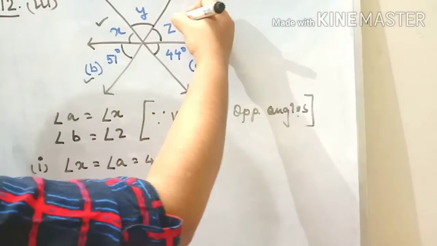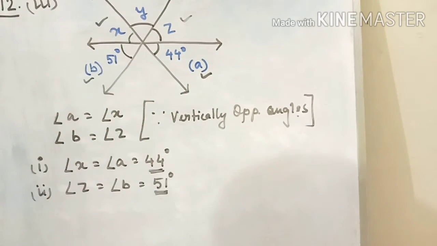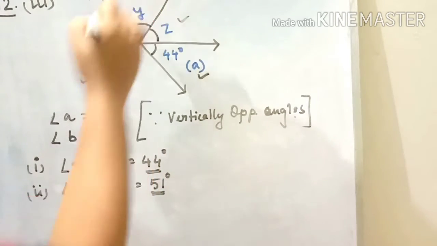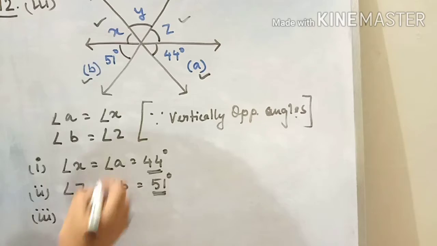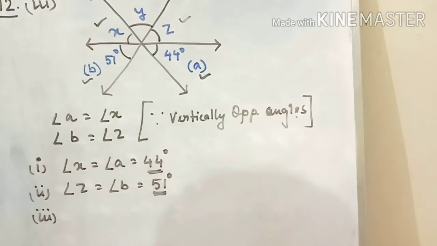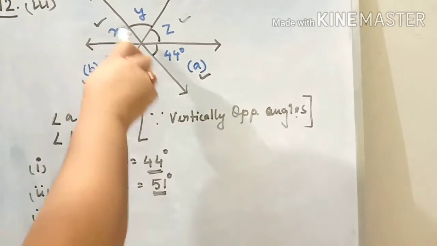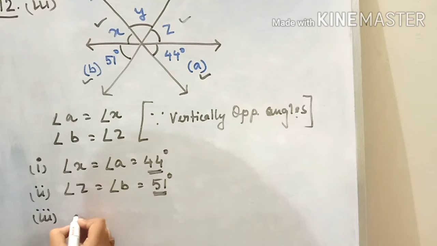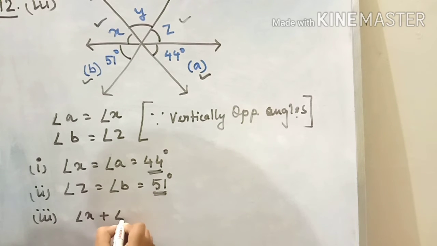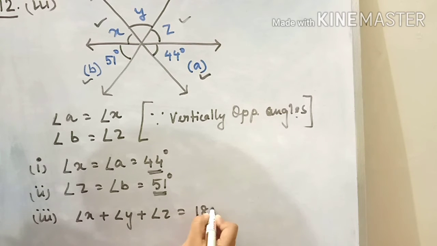Now we have already got these two angles. This is remaining only the Y. Now how we are going to find out this Y? Now you can see that they are lying over a straight line. Now the sum of all the angles of a straight line is accumulately together 180 degree. So here we can write that angle X plus angle Y plus angle Z is equal to 180 degree.